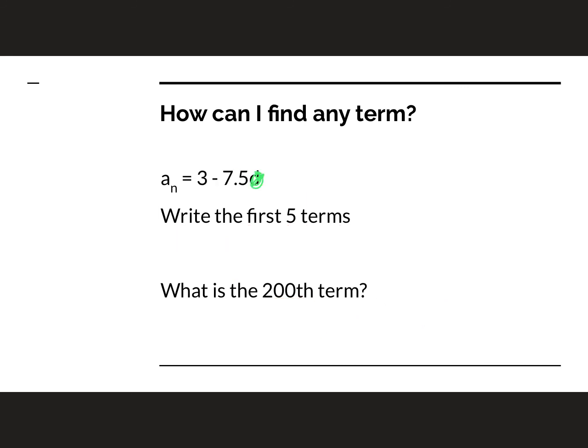Again, this d should be an n. So write the first 5 terms. So if I put in 1, I have 3 minus 7.5 times 1 gives me negative 4.5. And I can tell that my common difference is negative 7.5. So my next number is going to be negative 12. My next number, minus 7.5, is negative 19.5. My next number is going to be negative 27. And negative 34.5.